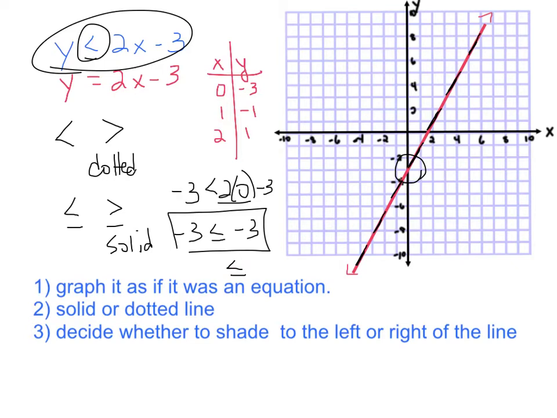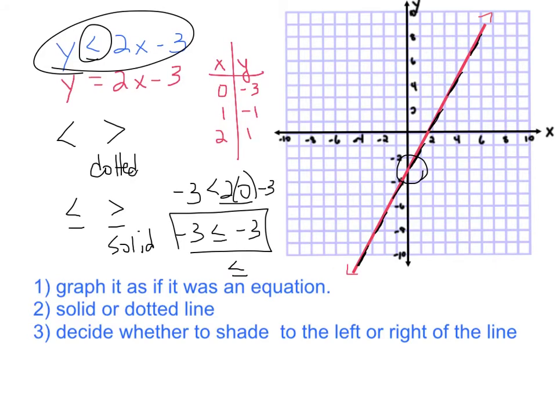The last step is we're going to decide whether to shade to the left or the right of the line. Like we talked about before, there are an infinite number of points that work. It's not just numbers on the line. If you pick 0, not only does negative 4 work, but negative 5 works, and negative 6 works. So we have other points in here that work, and we need to find those points. So what we're going to do is pick a test point.